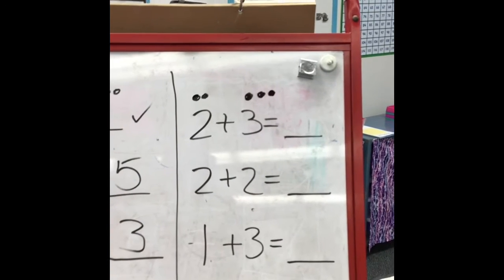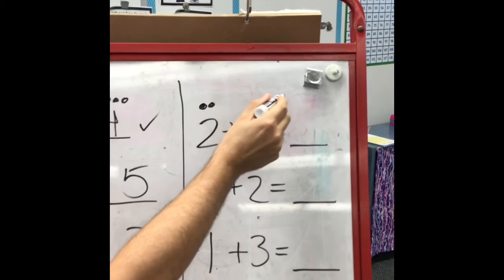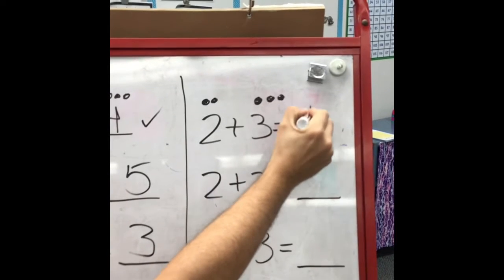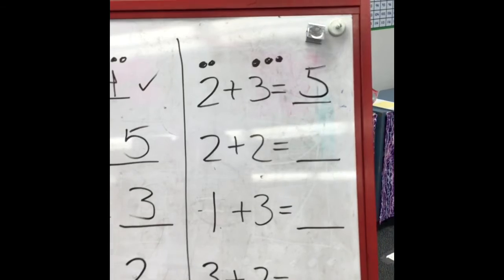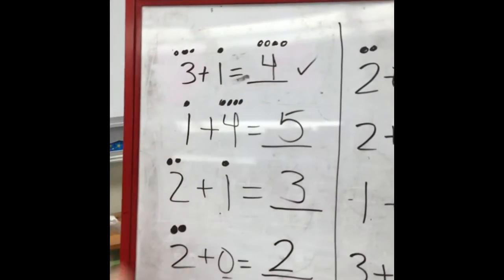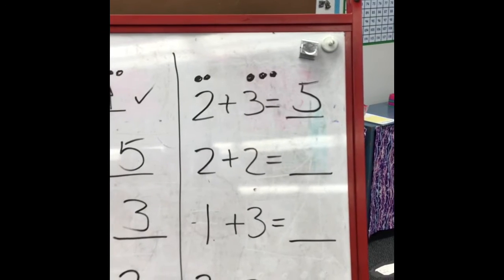And that'll be our dots that we need to count. 1, 2, 3, 4, 5. 2 plus 3 equals 5. That's another one of those cool combinations that will equal a 5. Those are one of those ones that you will get very, very acquainted with.